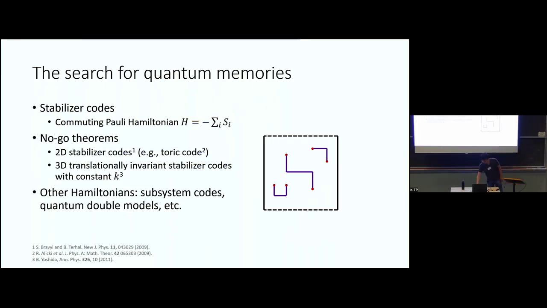Of course, we could also consider other Hamiltonian systems, maybe ones defined by subsystem codes or quantum double models, string net models, but those are going to be quite complicated to analyze. So that's not really the setting that I'm considering.